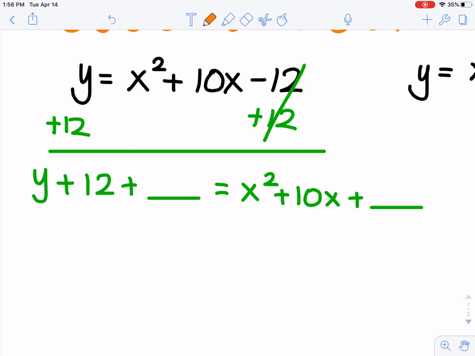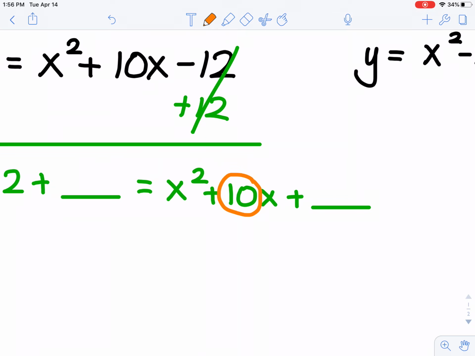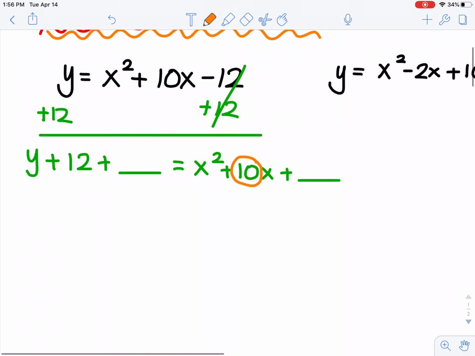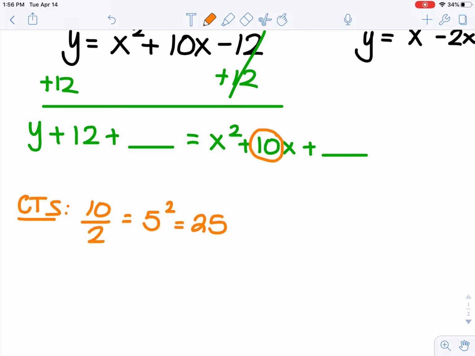So again, we moved the constant over and put in some blank spaces. Our next step is to actually complete the square. So to complete the square, we're going to take that middle number that's with the x. I'm going to kind of do this off to the side. I usually label it CTS for complete the square. Take that middle number, 10, divide it by 2. 10 divided by 2 is 5, and then square that number. 5 squared is 25. So 25 is the number that you add to both sides of the equation, okay?